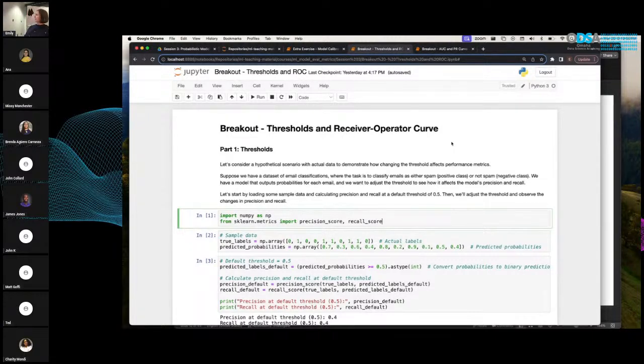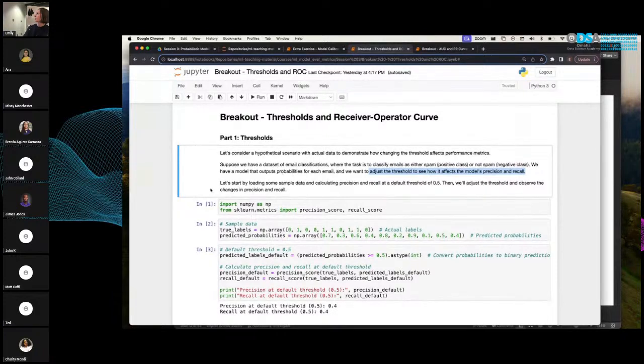So let's consider a scenario with actual data because it's a little easier to talk about thresholds if we actually have something to look at and compare against. So we're doing our spam example here, and we have a model that puts out probabilities for each email, whether or not they're spam. And what I want you guys to do here is to adjust the threshold to see how it affects the model's precision and recall. We're just gonna start by observing that.